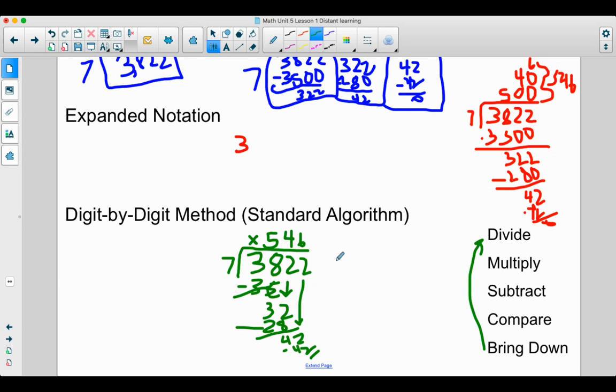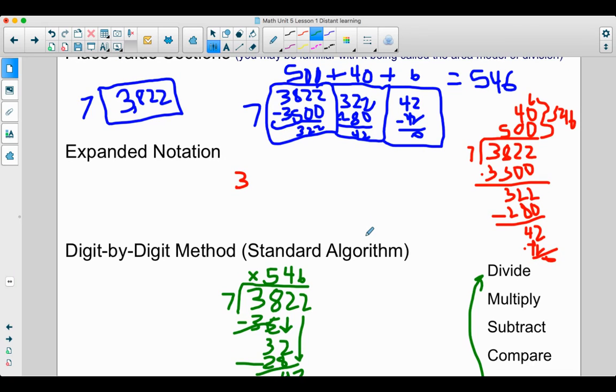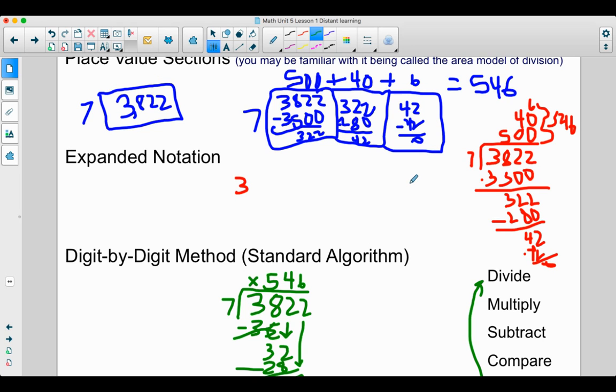Sorry about that. Well, when I subtract, I have 0 left. Compare, yes, 0 can't be broken into a group of 7. I have nothing left to bring down. I'm done. At this point, what I want you to do is take a close look at this, pause the video, and compare the 3 methods.